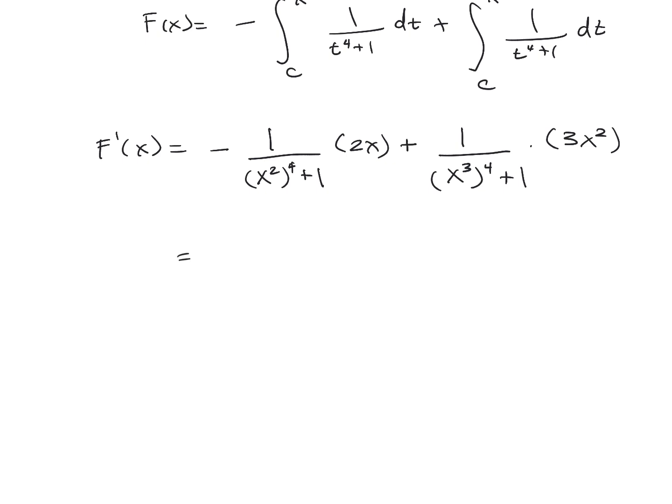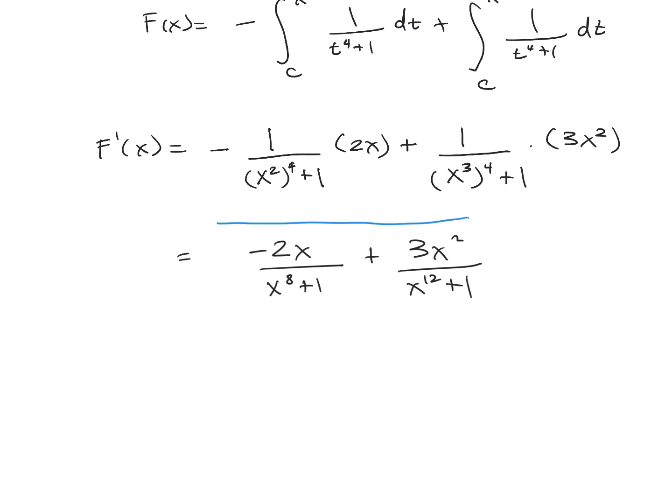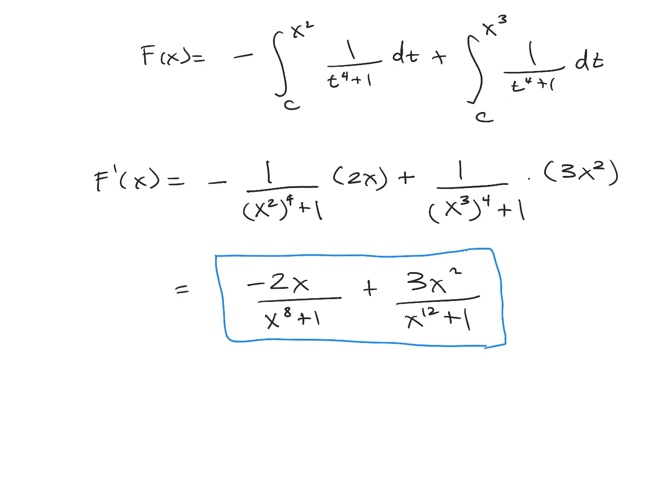So simplifying this down, we've got a negative 2x divided by x to the 8th plus 1, plus 3x squared divided by x to the 12th plus 1. And that is a perfectly acceptable way to leave the answer for this derivative problem. You'll notice again that we did not actually involve that constant c in this process.